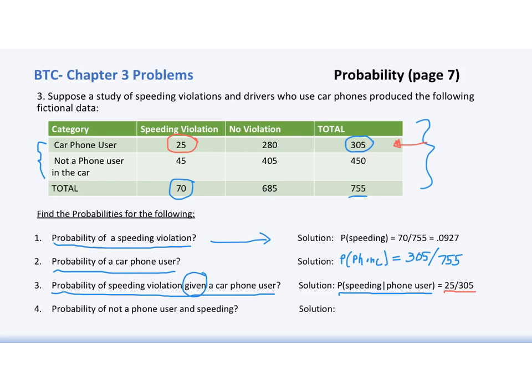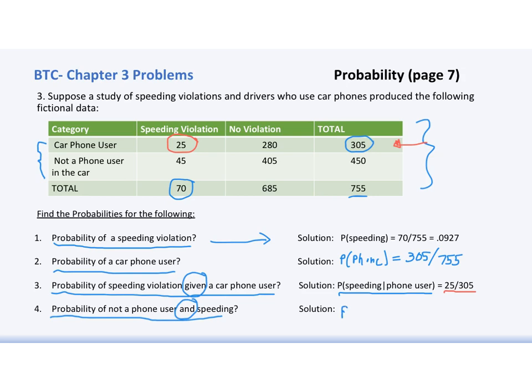The final question is, what's the probability of not a phone user and speeding? There's a term, and. Now we're looking at the intersection of not a phone user and speeding to the total. Okay? So again, I'd like you to pause the video and see if you can come up with the solution. Good. You were able to do this. Now, let's see how it is.